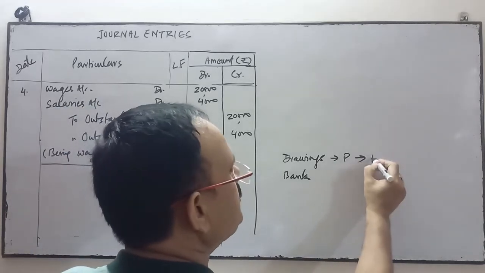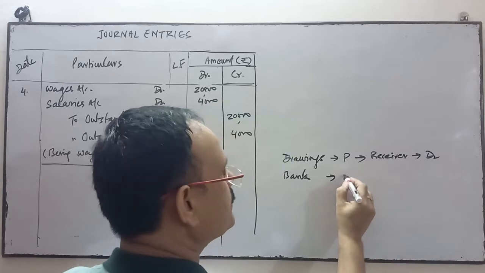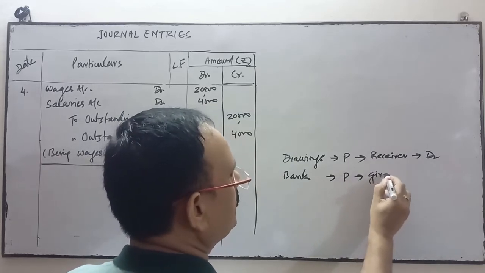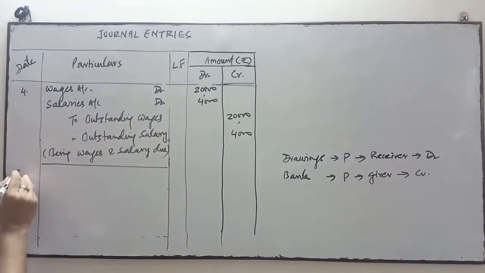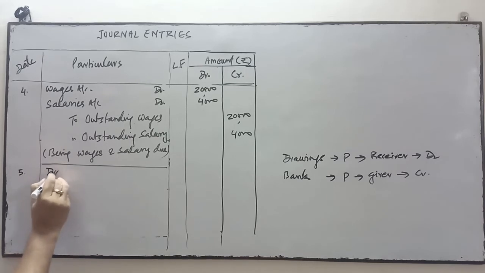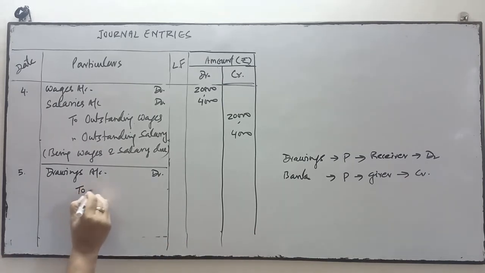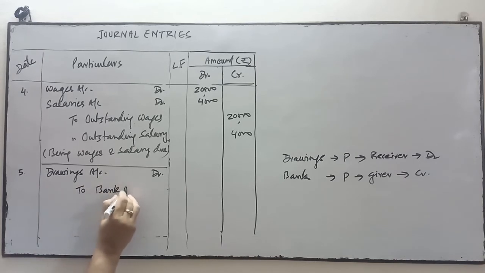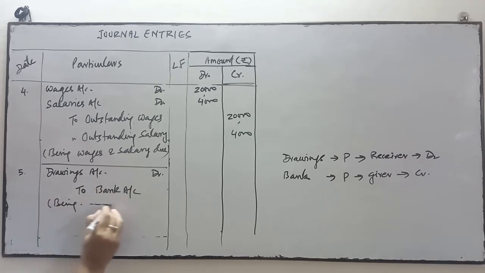So the proprietor is the receiver, so his account will be debited. And bank comes under personal account; bank has given the amount on our behalf, so the bank account will be credited. So transaction number 5: drawings account will be debited because the proprietor has withdrawn the money from the business, or you can say the business has purchased the furniture for the proprietor. It is the same thing. And bank account will be credited. We will write the details in the narration.